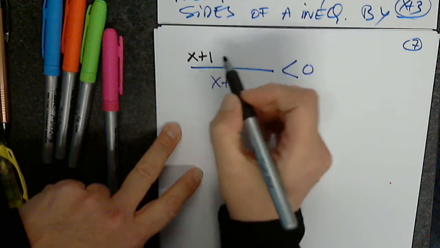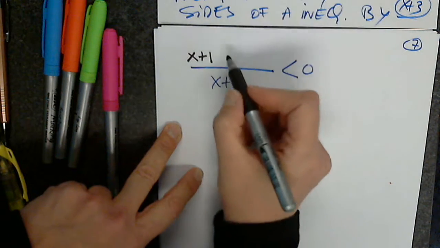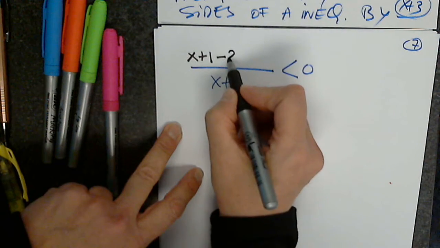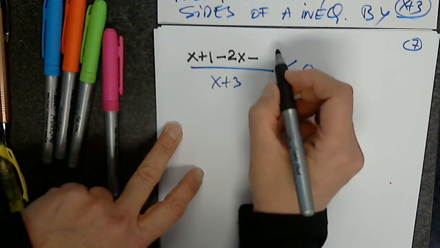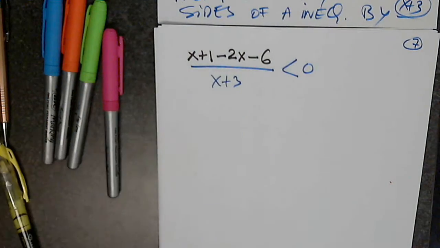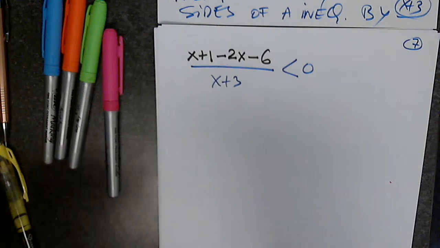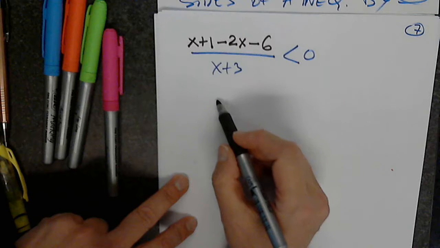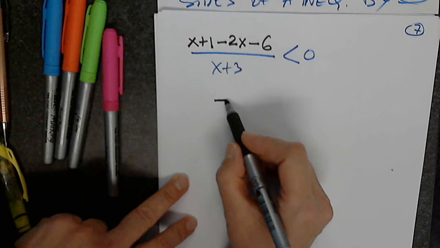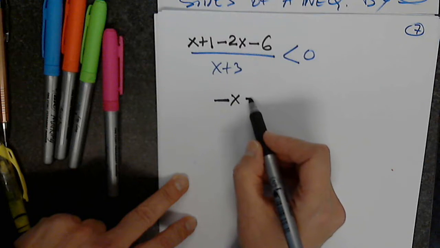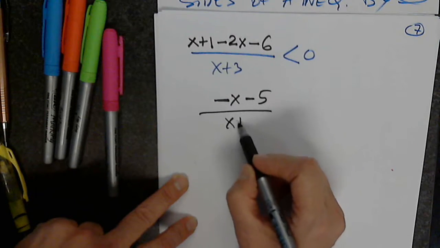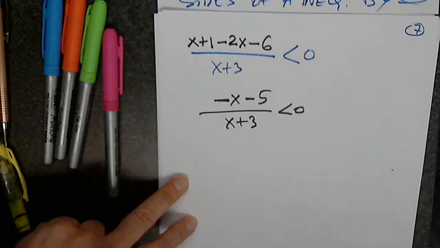Careful. X plus 1, I have to multiply it by negative 2. Minus 2x minus 6. Remember, it's minus 2x, negative 2x. So then the top becomes now... excellent. Now this is chart ready.